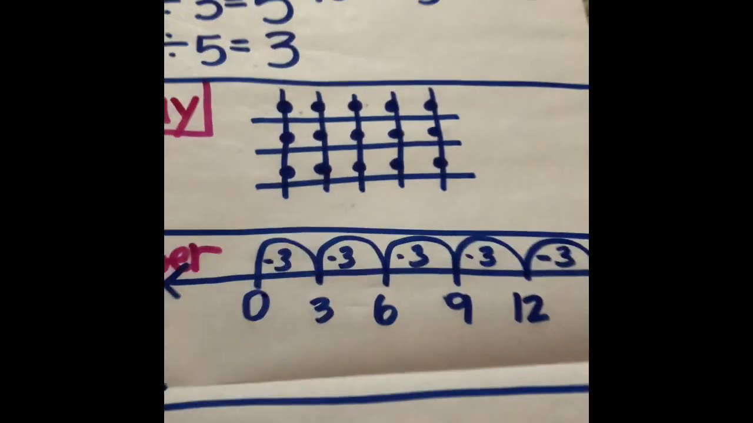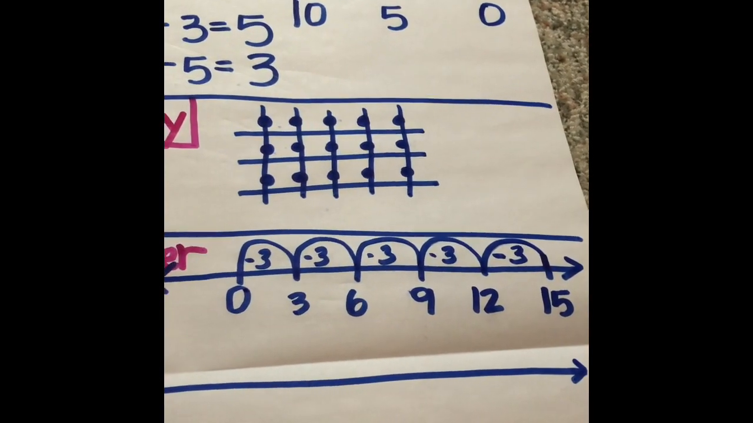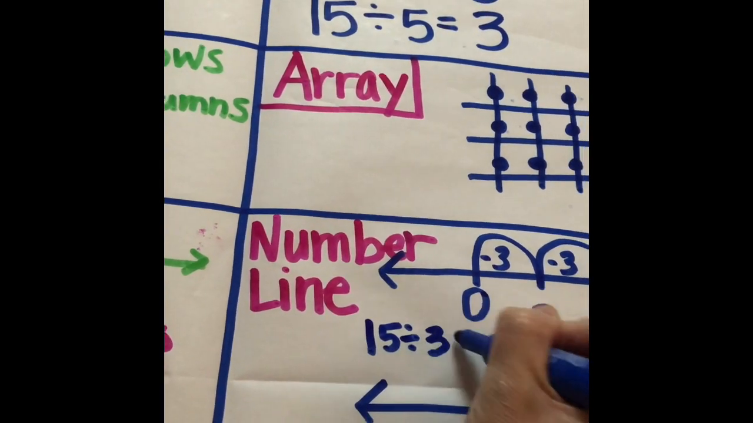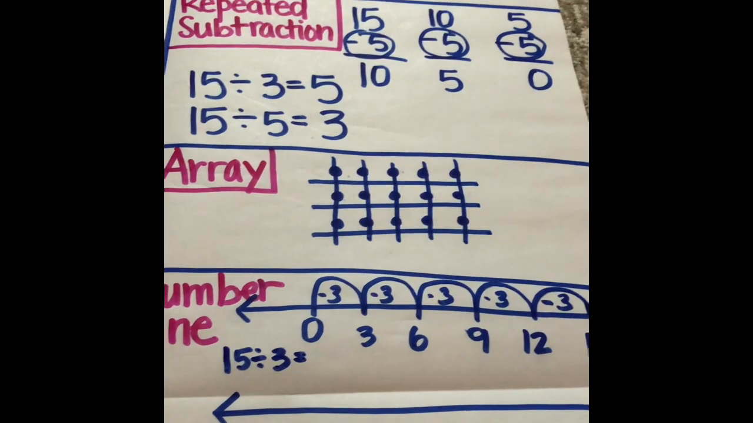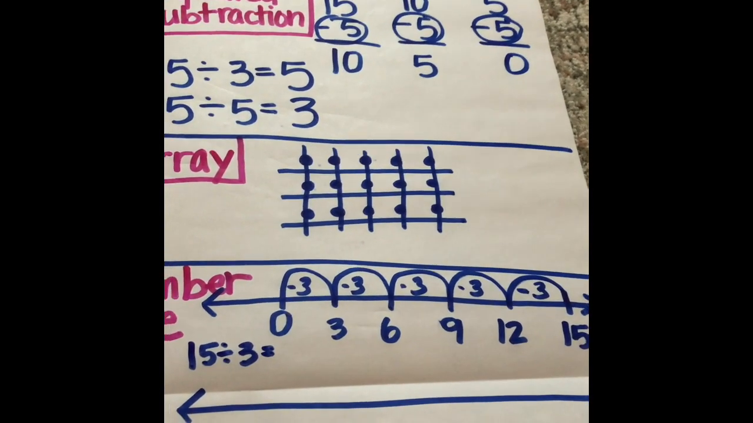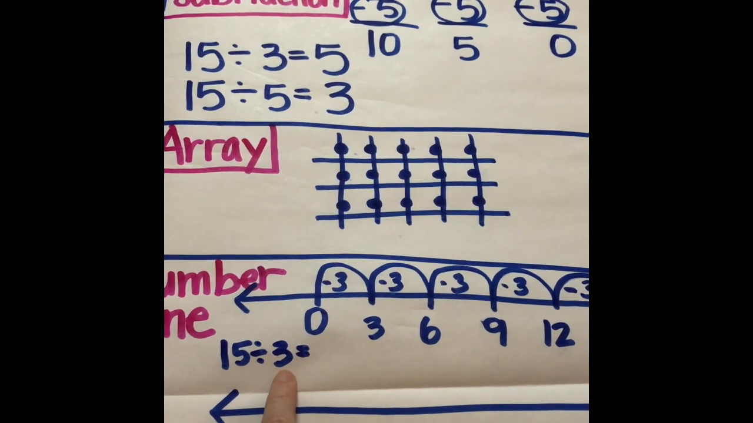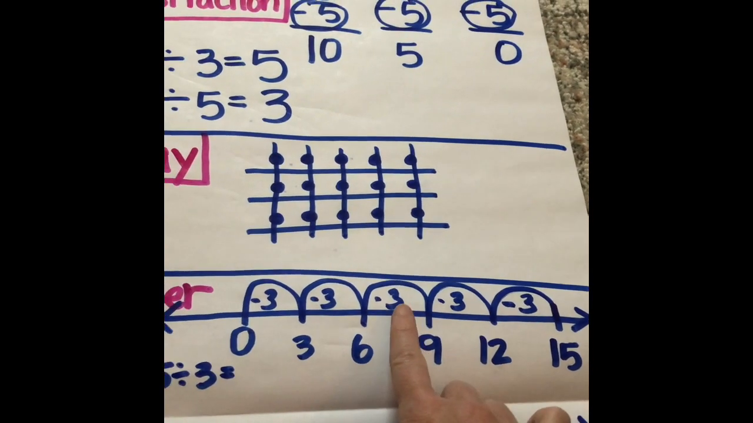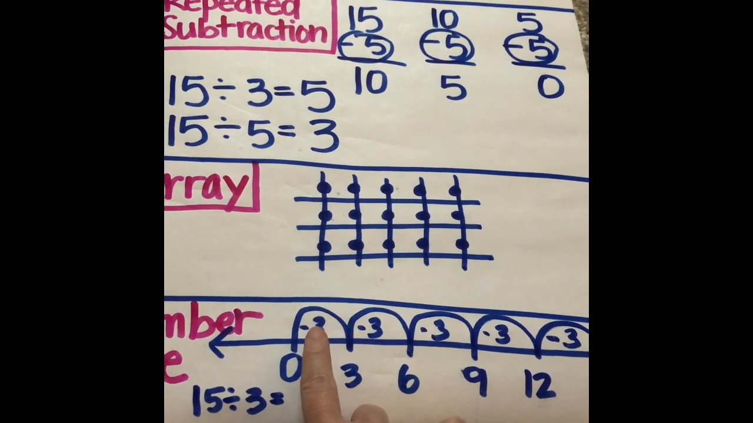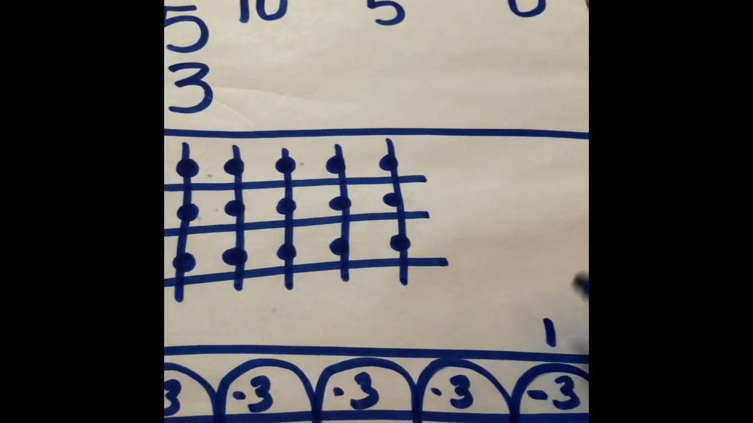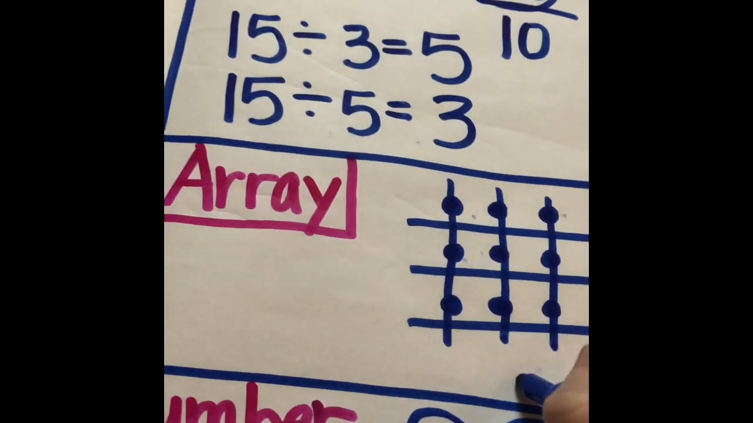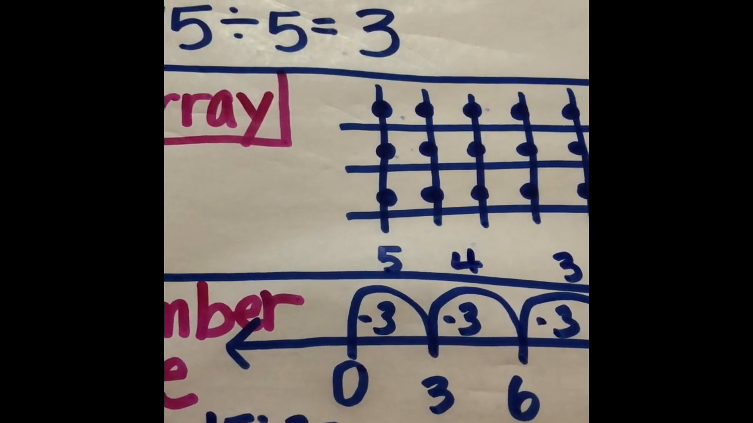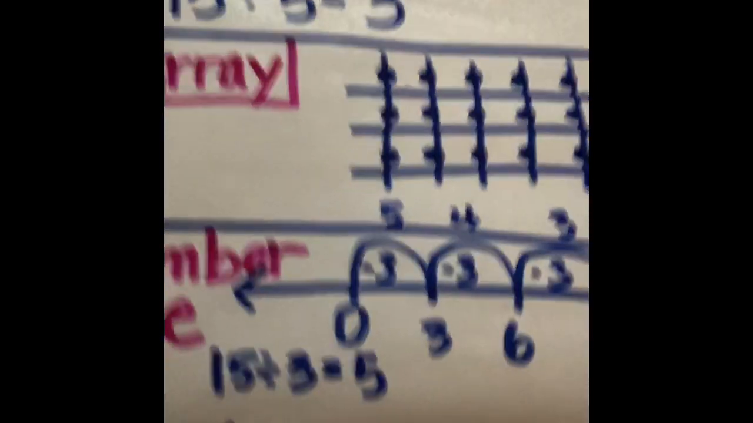So how do I use this number line to help determine my answer for 15 divided by 3? The way I use this number line to determine my answer is I count my hops. How many hops of 3 did I have to do to get to 0? So let's count them. 1, 2, 3, 4, 5. You can even label them if that helps you. 1, 2, 3, 4, 5. So I know 15 divided by 3 equals 5.